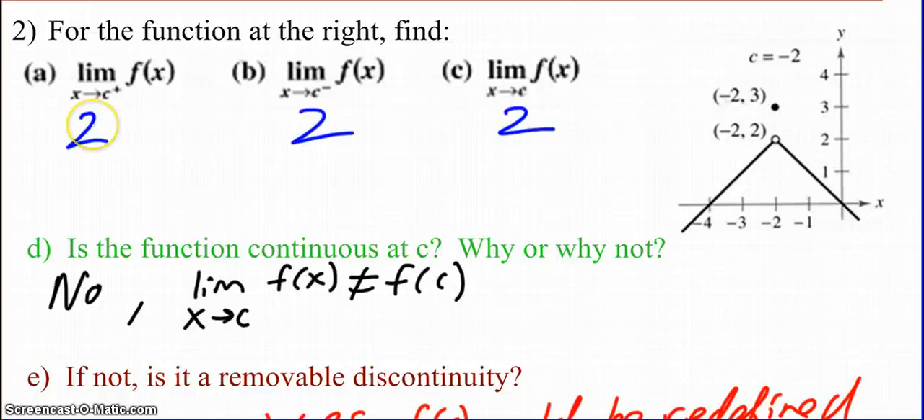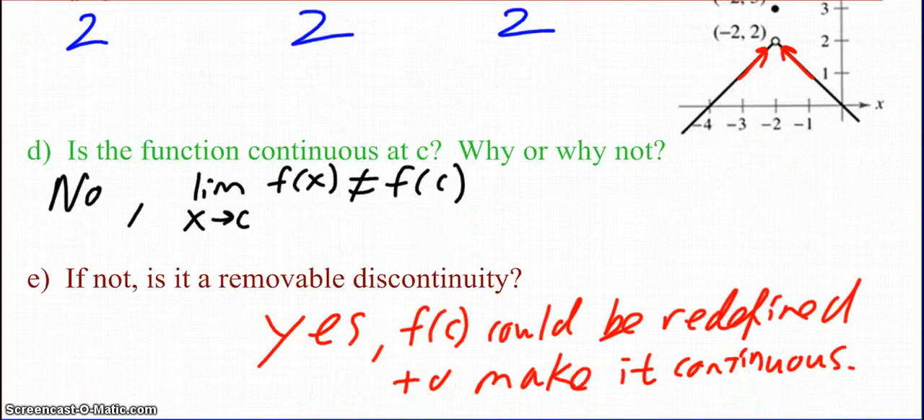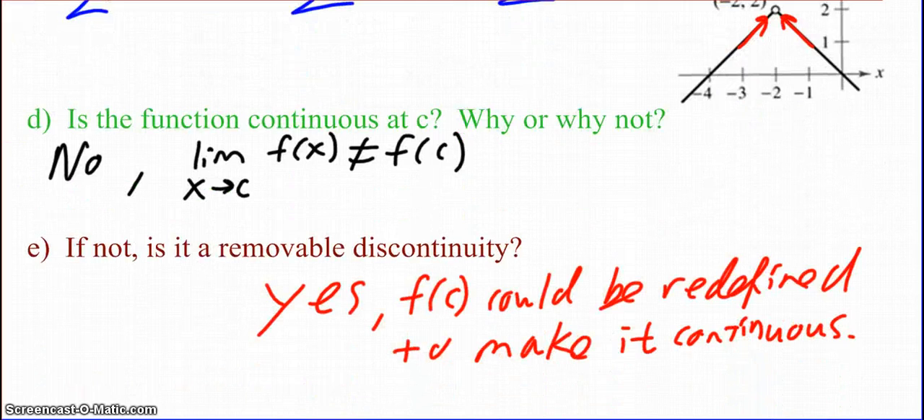Alright, so here the limit as x goes to c from the right is 2. The limit as x goes to c from the left is 2. Therefore, the limit as x goes to c is 2. Is the function continuous at c? No, because the limit as x goes to c of f of x does not equal f of c. F of c is 3. Is this a removable discontinuity? Yes, it is, because f of c could be redefined to make it continuous. So I could redefine that point as 2, then it would be continuous.